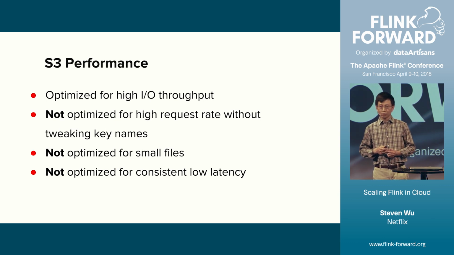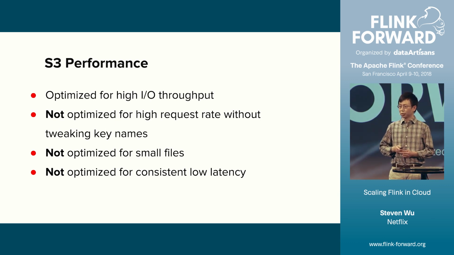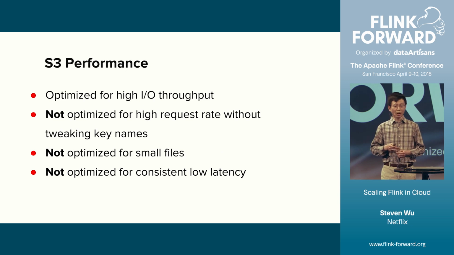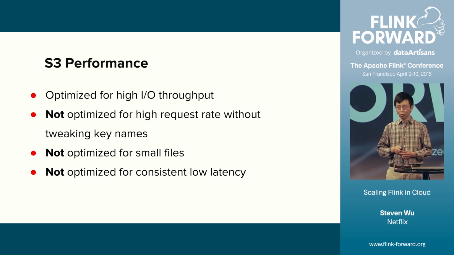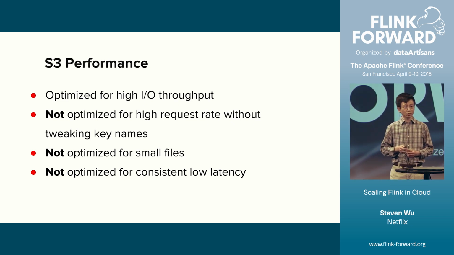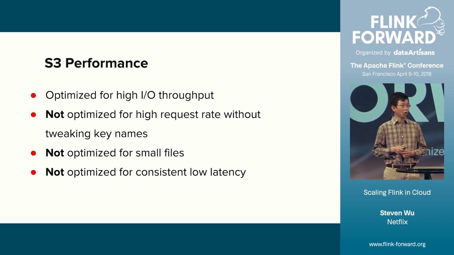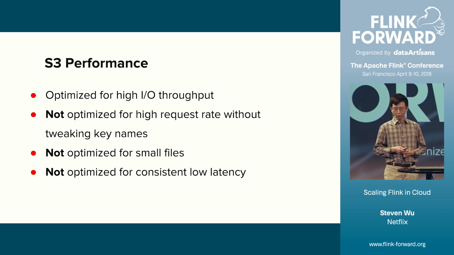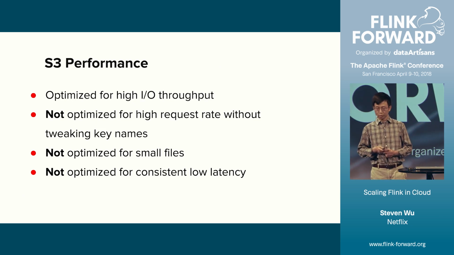So S3 is optimized for high I/O throughput. That means you can stream gigabytes of data out of S3. That's not a problem at all. But it is not optimized for high request rate without tweaking the key names, like the random prefix I talked about earlier. S3 is also not optimized for small files. Our data warehouse periodically compacts those small files into larger ones. By larger file, I mean files in the range of a few hundred megabytes. That can help improve the read throughput.